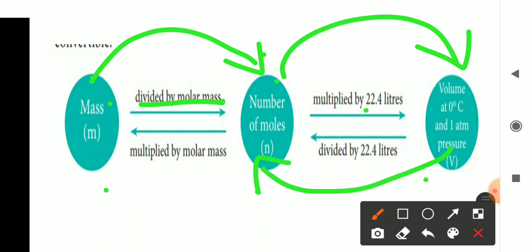Now we can see the reverse one, how volume can be converted into number of moles. When the molar volume is divided by 22.4, you can get the number of moles. Then how can number of moles be converted into mass? When it is multiplied by molar mass. Okay, so these 3 terms, the mass, number of moles, and the volume are interconvertible. So what we have seen here, the quantity of reactants or products can be expressed in 3 different terms. Those are number of moles, mass, and volume, and those 3 terms are interconvertible.